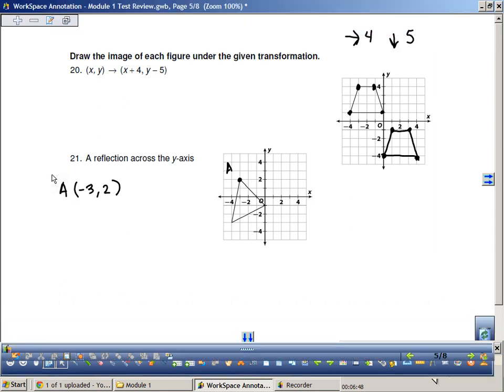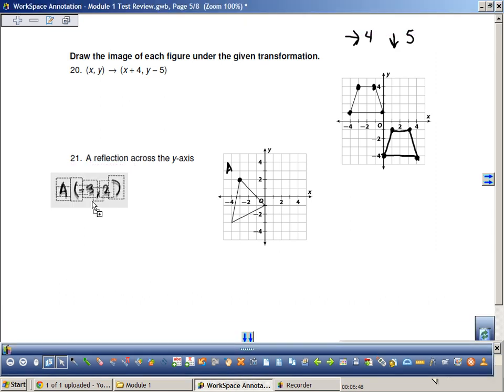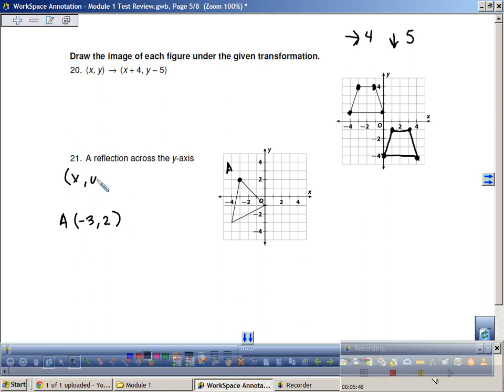Give me 1 second. I'm going to use this. So what's the rule for reflecting over the y-axis? What changes? The x changes, or becomes the opposite. So in order to satisfy this rule, A prime would have to be positive 3, 2. Good. So I would go over 1, 2, 3, 1, 2.